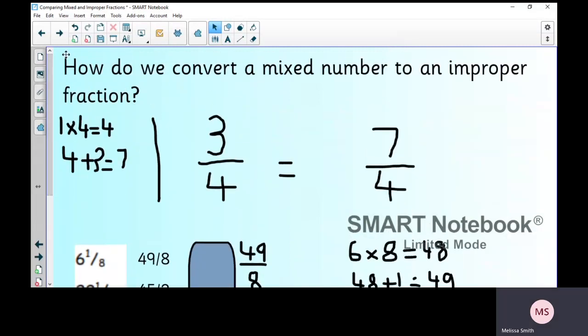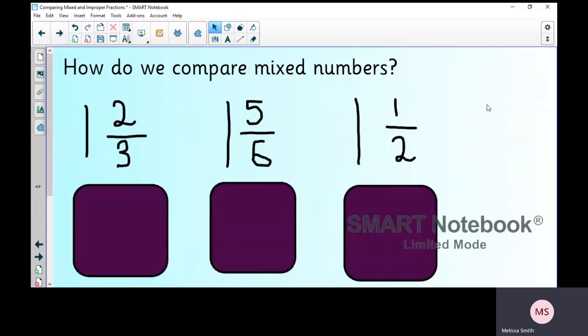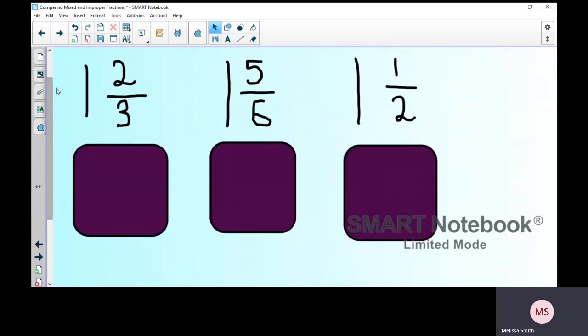Okay, now you should be really confident on how to convert improper fractions to mixed numbers and mixed numbers to improper fractions. The final skill that we're going to have a look at today is how do we compare mixed numbers. So I have 3 mixed numbers here, and I want to organise them from smallest to biggest. How am I going to do that? Well, you should remember from yesterday's lesson on comparing fractions that if I compare a fraction, I have to make all of the denominators the same. How do I do that? How do I make the denominators the same?